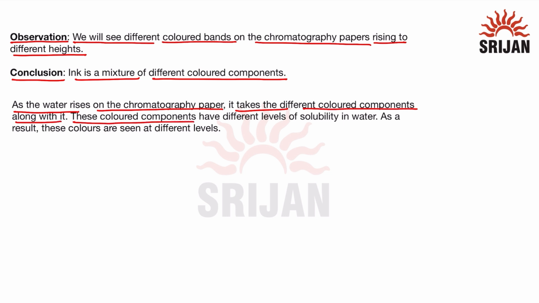Now, these colored components have different levels of solubility in water, and as a result these colors are seen at different levels. Now the basic principle used in this technique is on the basis of solubility. Some substances have more solubility, some have less. So because of this, the colored components will have different levels of solubility in water, and due to this we will see different colored bands on the chromatography papers, and we can separate these different colored components from the ink.